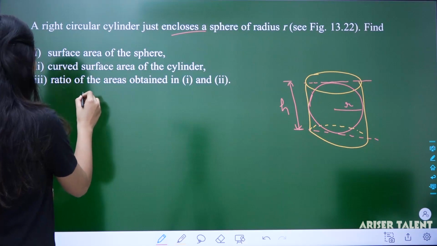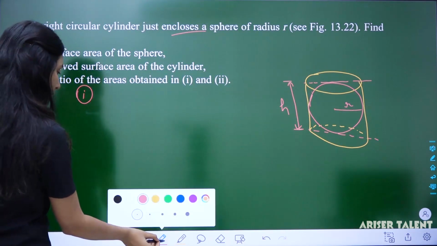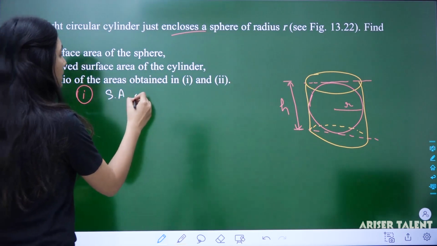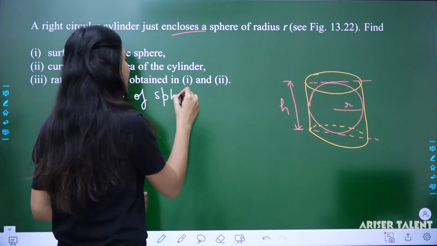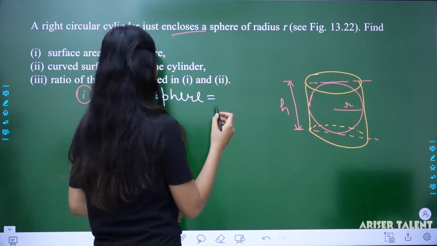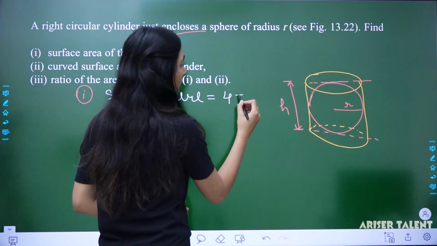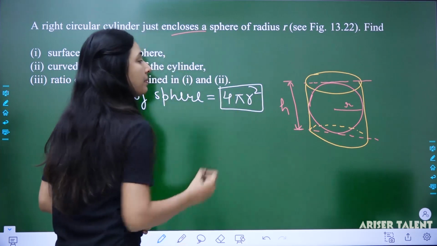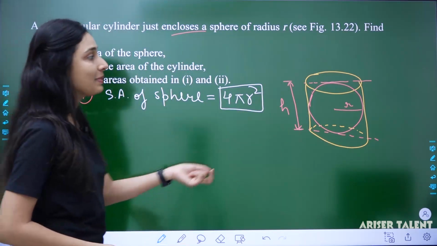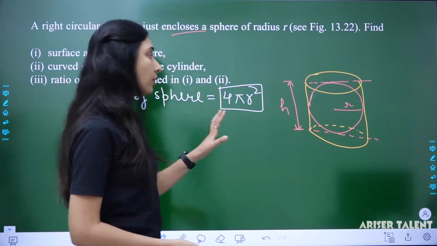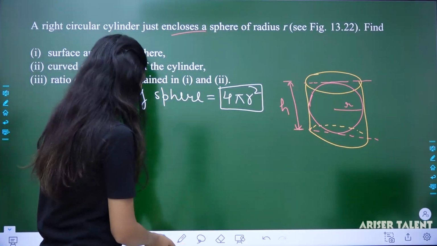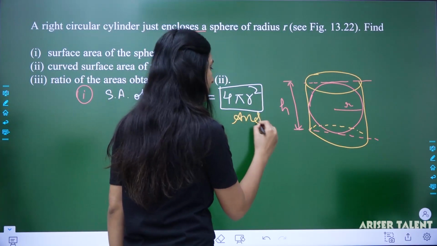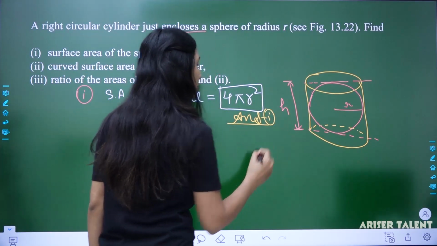Now, the first thing. We've been given the surface area of the sphere. Surface area of sphere, that means total surface area, which is equal to 4 pi r square. Now 4 is 4, pi is pi, and r square is r square in this case because the radius is r, given. So this is the first answer. You'll be saying, ma'am, is it the answer in the very first step? Yes, it is the answer. This is your answer number 1.